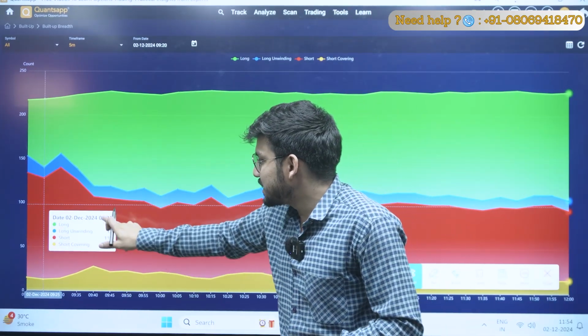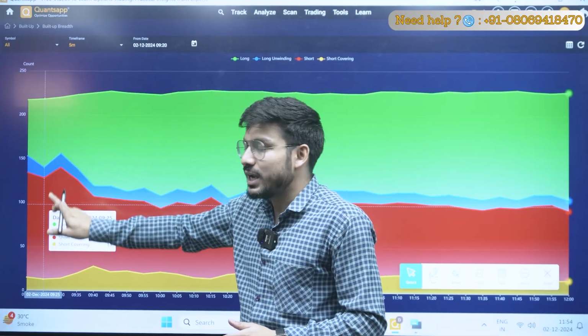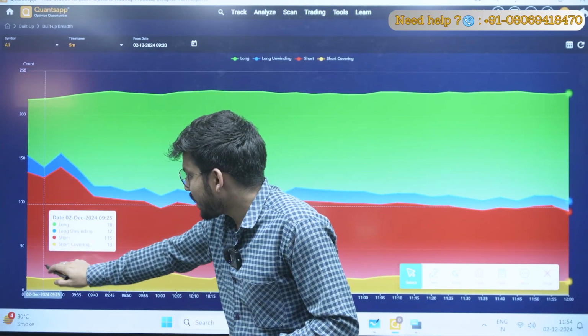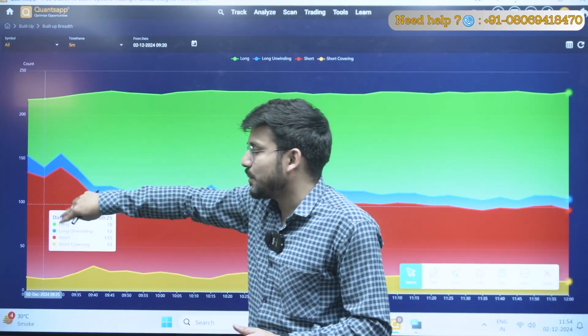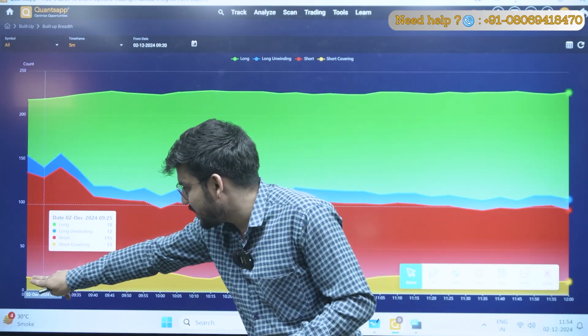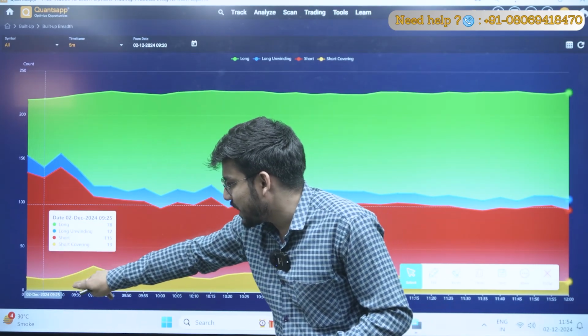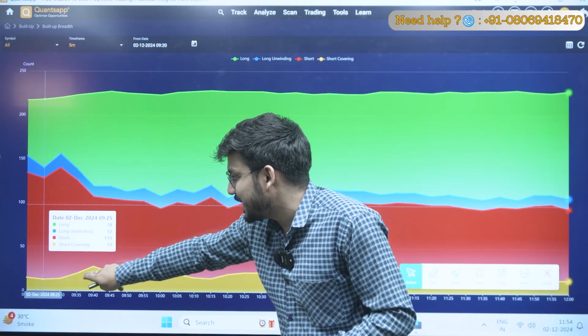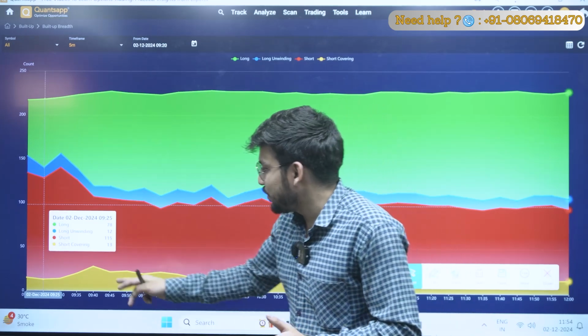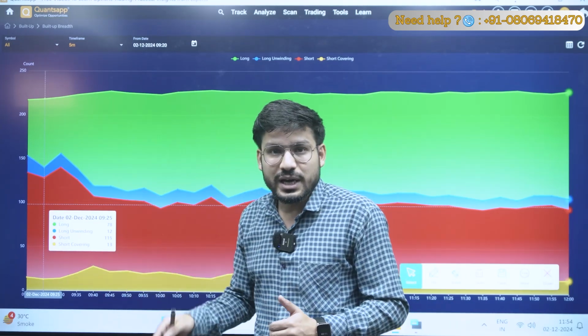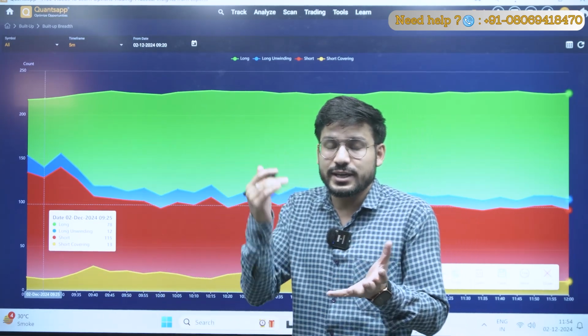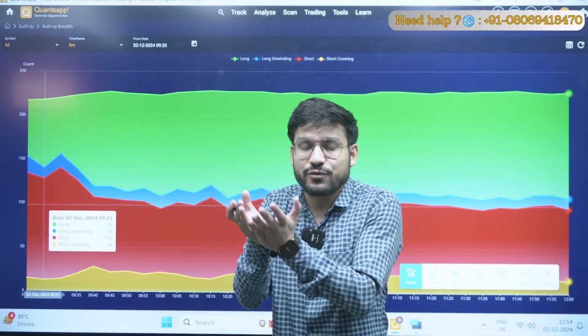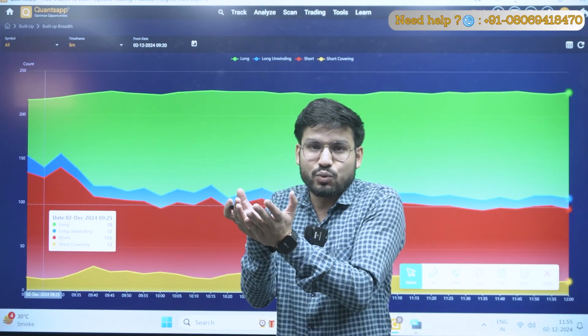Okay, and 78 stocks were in the long position. After that, I can see the market was on the short side, but then my market started giving me a yellow color and it was increasing. It means the market is giving me short covering. The stocks which were falling in a downward direction are now covering from their downward trend.